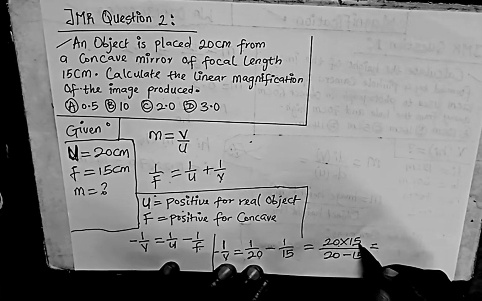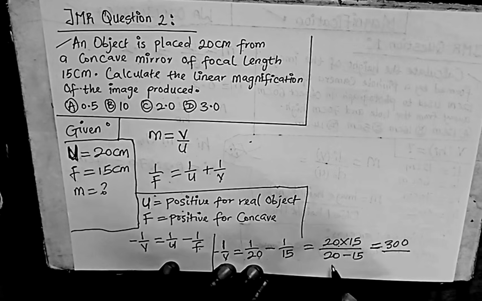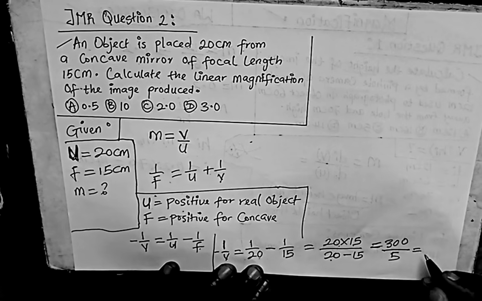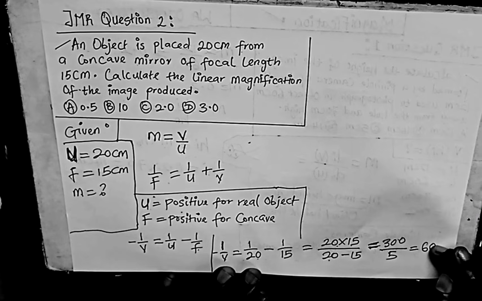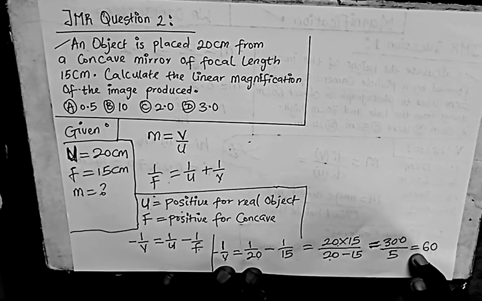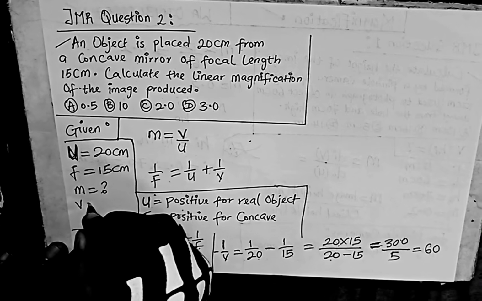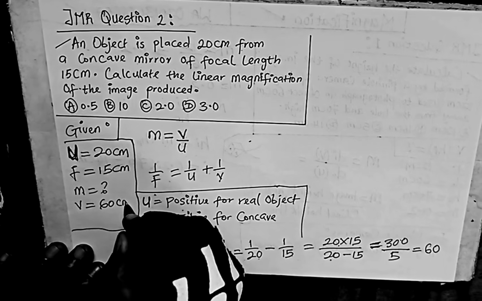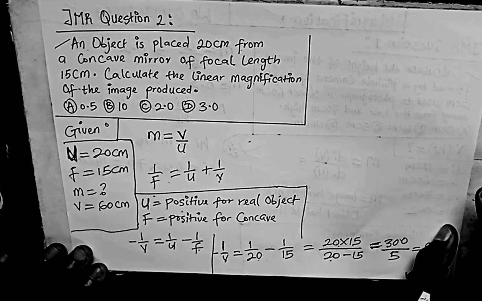20 times 15 gives us 300, over 20 minus 15 which gives us 5. 300 divided by 5 gives us 60. So 1 over V is equal to 60, and our V is equal to 60 centimeters. Hope you get that now.